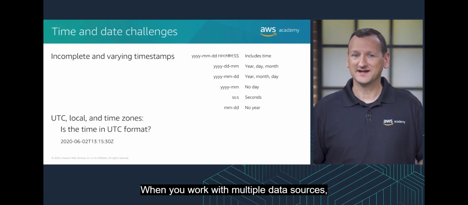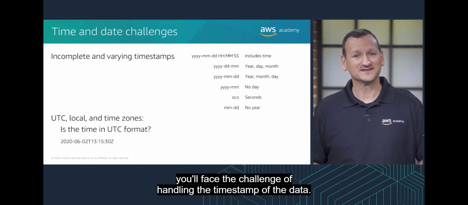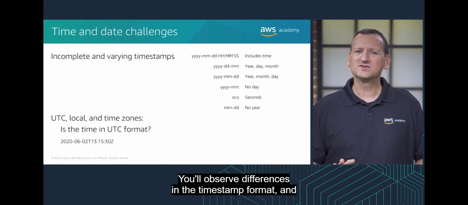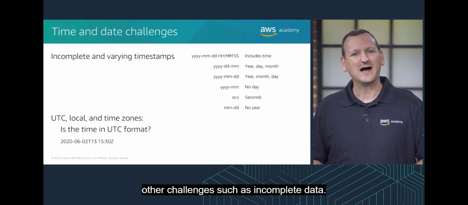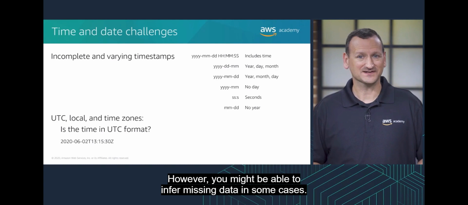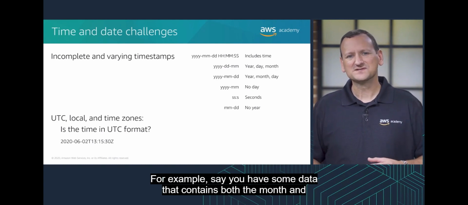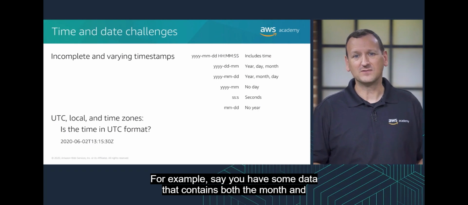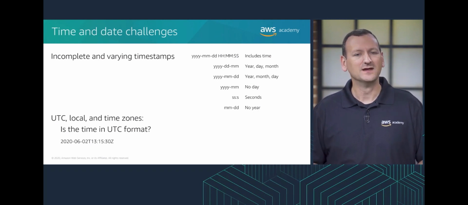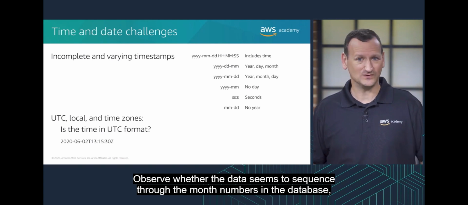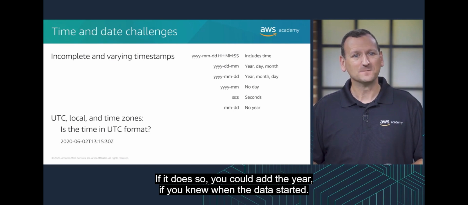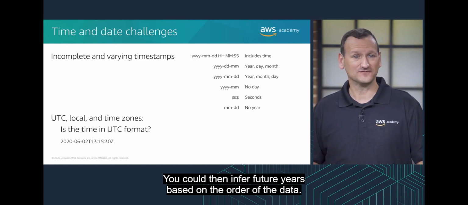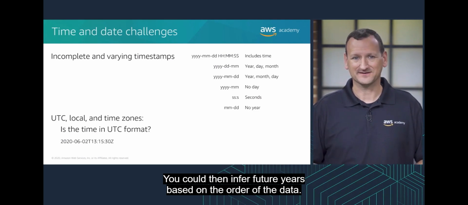When you work with multiple data sources, you'll face the challenge of handling the timestamp of the data. You'll observe differences in the timestamp format and other challenges such as incomplete data. However, you might be able to infer missing data in some cases. For example, say you have some data that contains both the month and the day, but no year. Observe whether the data seems to sequence through the month numbers in the database, repeating after 12. If it does so, you could add the year if you knew when the data started. You could then infer future years based on the order of the data.